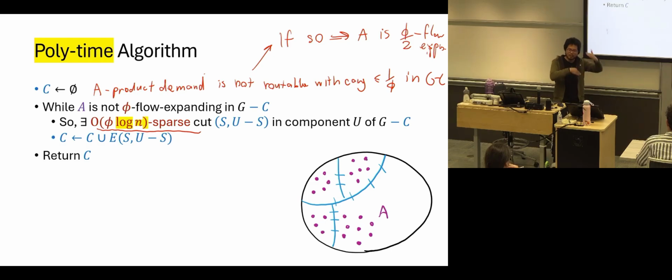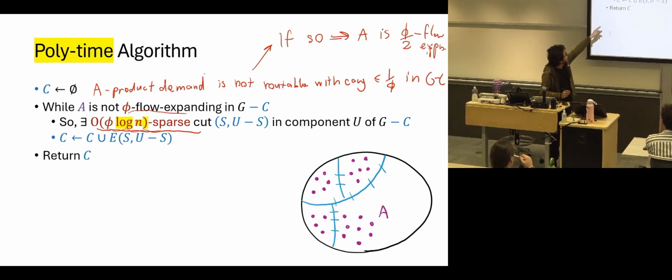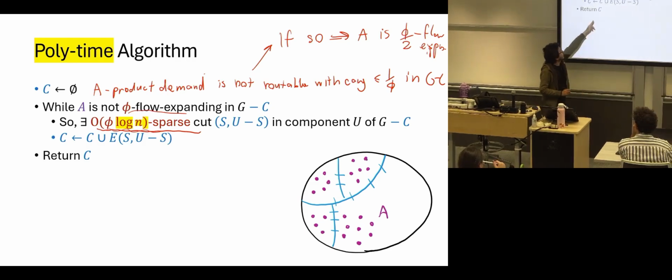The proof of the flow-cut gap is completely algorithmic. We first solve the LP, then run low diameter decomposition from the LP and do some sweep cut. That's it. That proof gives you a phi log n sparse cut, and that is polynomial time. So the algorithm is: check if it's flow expanding. If not, find some phi log n sparse cut, cut it, and keep doing this until A becomes flow expanding.